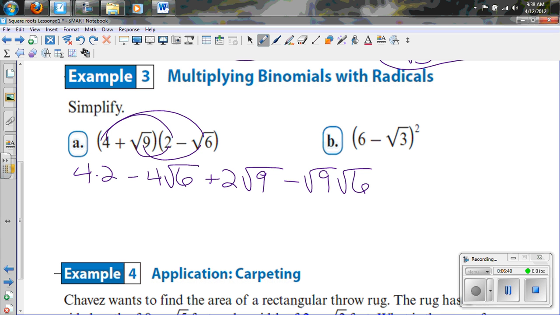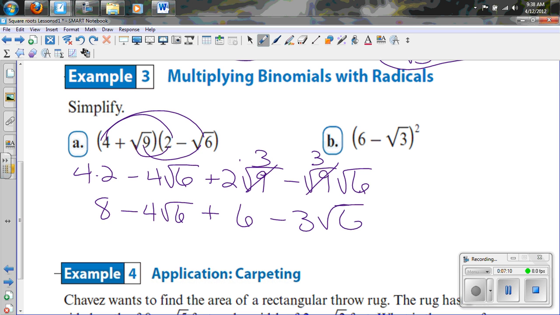Okay, then we need to simplify all these parts and see if we can add anything together. 4 times 2 is 8. 4 square root of 6, I can't simplify because square root of 6 is 2 times 3, and neither one of those have a pair, so we can't take them out. Square root of 9 is 3. So really that's 2 times 3, which is 6. And then again, square root of 9 is 3, and we can't do anything with the square root of 6. So minus 3 square root 6.